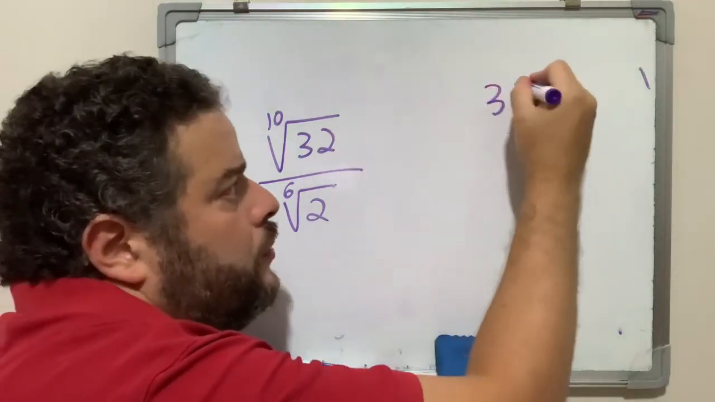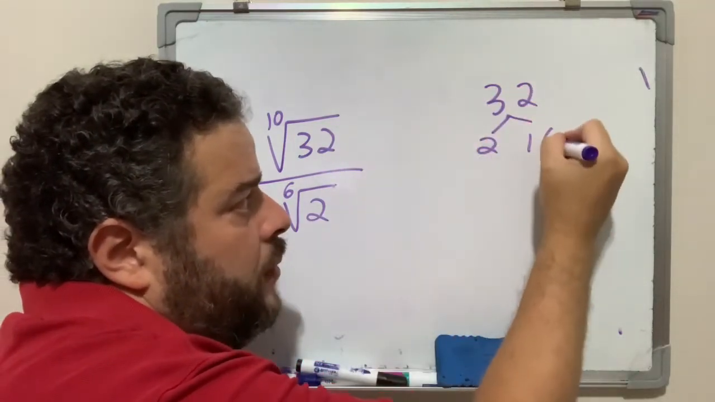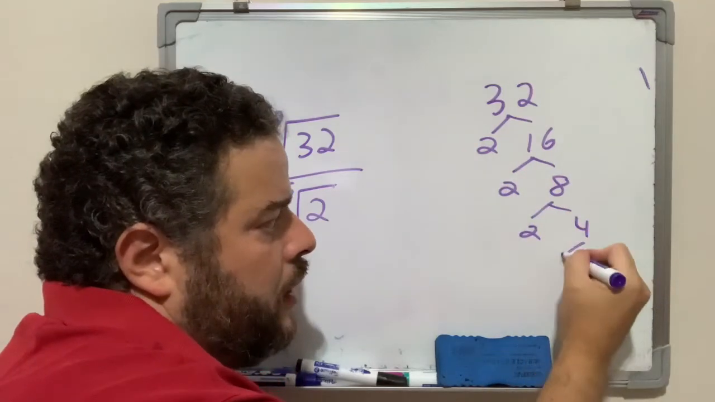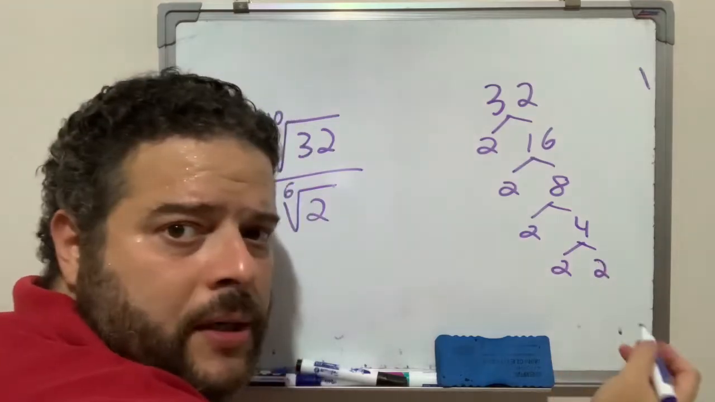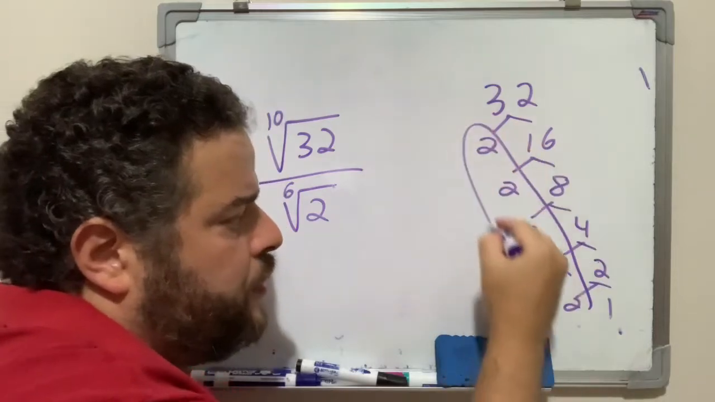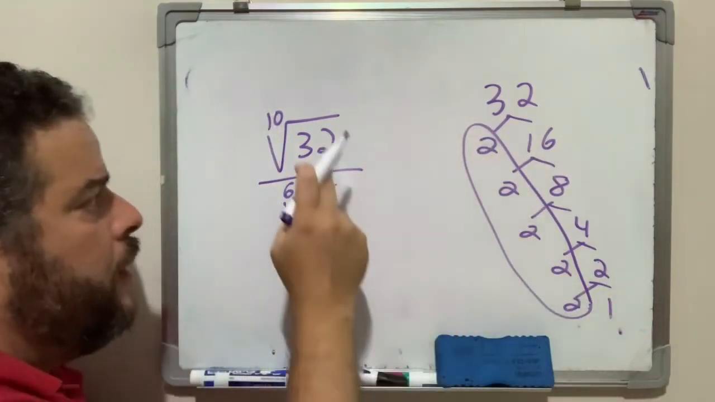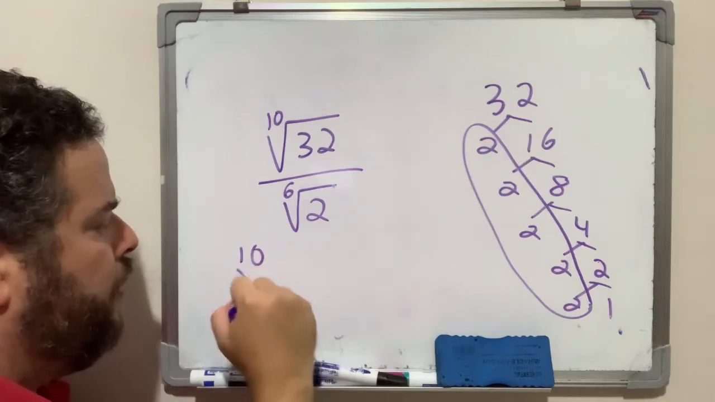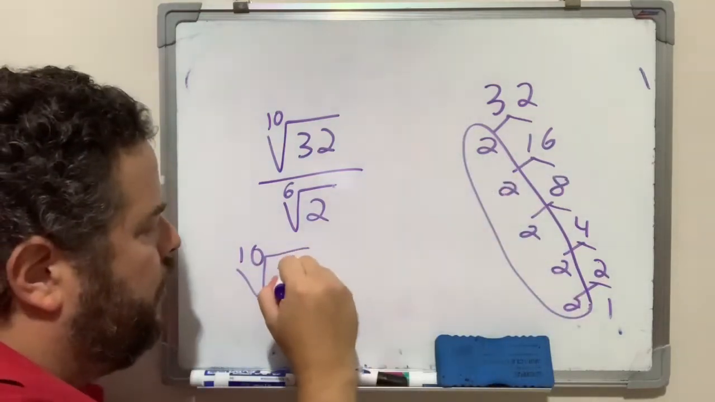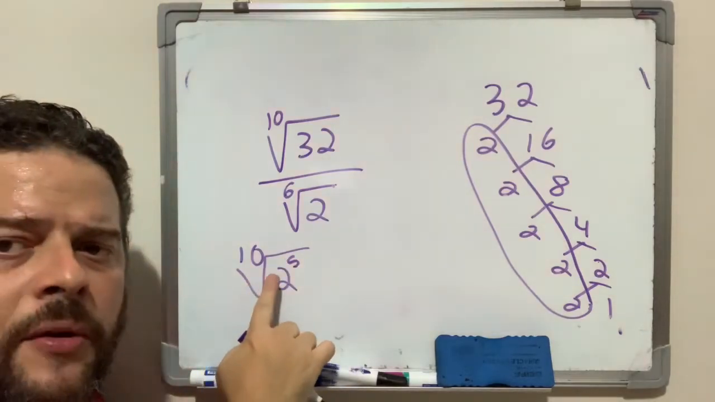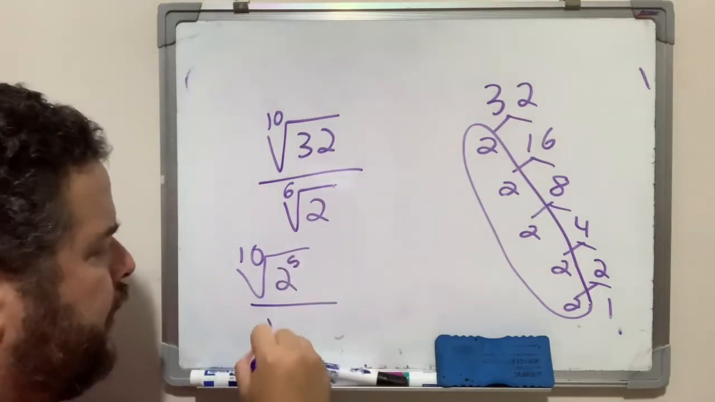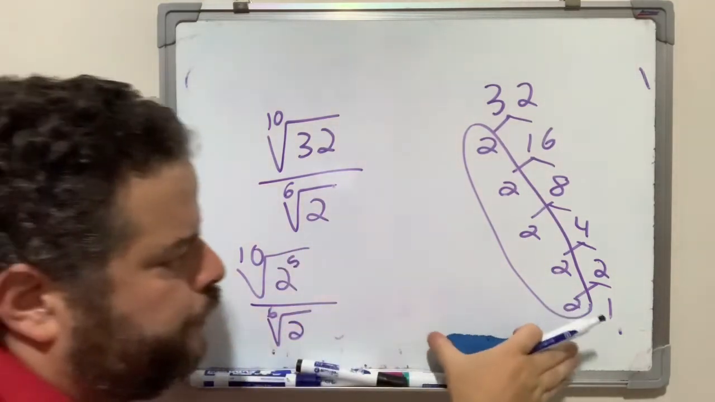So 32, I can divide it by 2, it becomes 16. I can divide that by 2, it becomes 8. I can divide that by 2, it becomes 4. Divide this by 2, it becomes 2. Divide this by 2, becomes 1. And I'm done. So all these 2's, you just switch it for the number. So this is actually 10th root of 2 to the 5th power, since there are 5 twos. Remember, the exponent can either be inside or outside. That's absolutely fine. And my denominator stays identical, 6th root of 2.